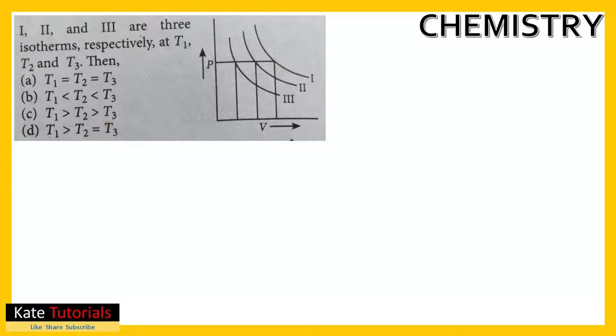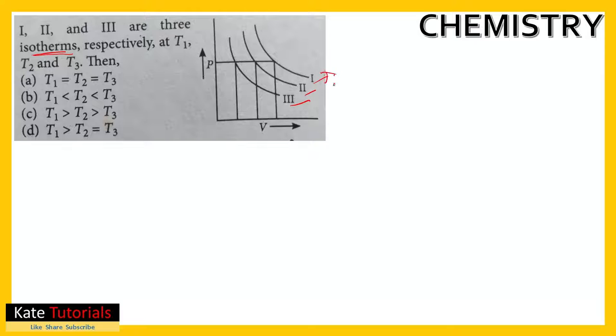So this is the important question. It has been asked in several competitive exams, right? So here they have given 1, 2, 3, right? They have given this graph 1, 2, 3. They have mentioned it, and they have told that it is isothermal at temperatures T1, T2, T3, right?